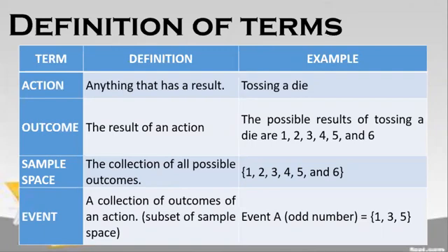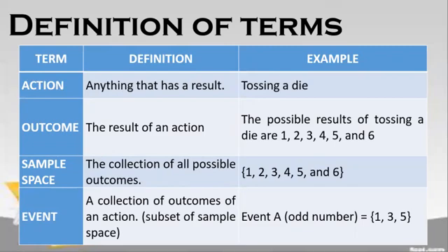Next, we have the sample space. So the sample space is the collection of all the possible outcomes. So lahat ng outcomes na pwedeng lumabas ay nasa sample space. So ano yung pinagkaiba ng outcome sa sample space? So they are almost the same. So specific lang po tayo dun sa sample space na kung saan nandun lahat yung possible outcomes.